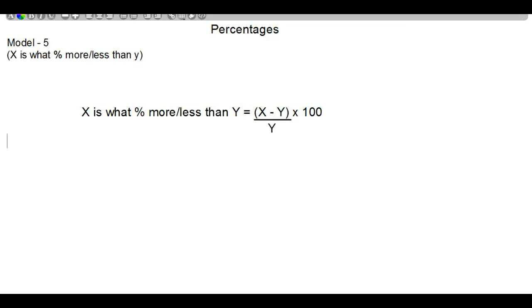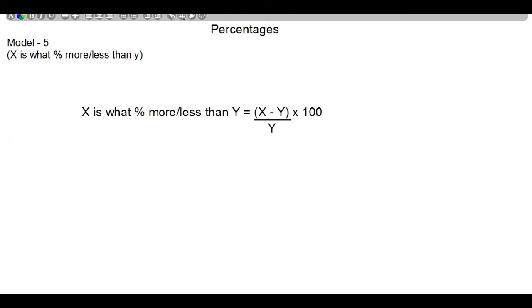Let us now discuss the fifth model from this topic of percentages, where we learn how to find that a given value is what percentage more or less than some other value. Let's look at the concept here. X is what percent more or less than Y is given as X minus Y by Y into 100. So wherever we have a question in this format, which says X is what percentage more than Y, or X is what percent less than Y, we have to find out how much percentage more or what percentage less. The simple formula here is X minus Y by Y into 100.